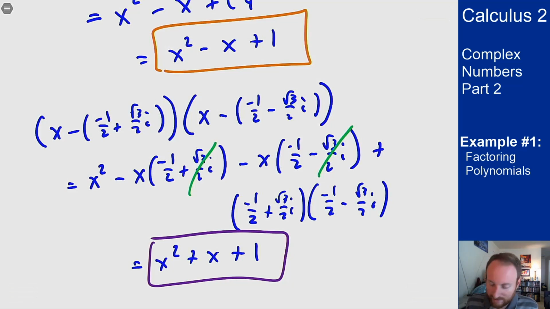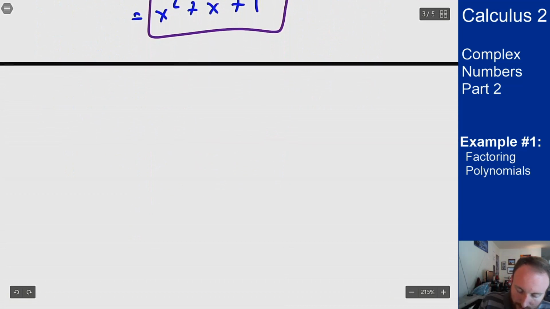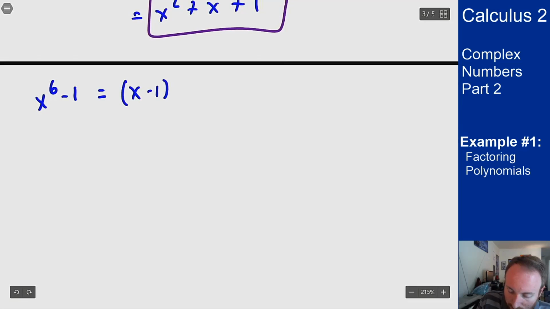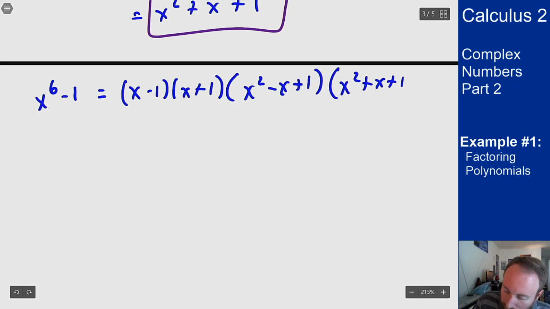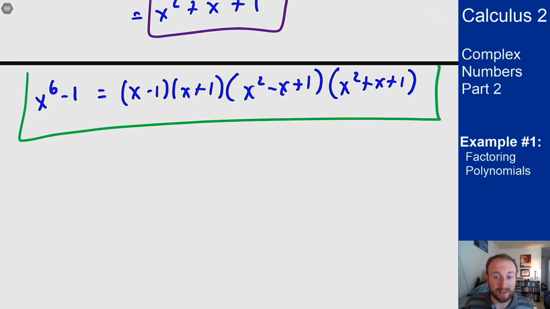Now, what does all this tell me? Well, all of this put together tells me that I can factor x to the 6th minus 1 as (x minus 1)(x plus 1)(x squared minus x plus 1)(x squared plus x plus 1). I'm basically now taking all of the roots and all the polynomials I get from those roots and combining them all together. We had the x minus 1 from 1 being a root, the x plus 1 from minus 1 being a root, and then the two irreducible quadratics coming from the two different pairs of complex conjugate roots that we found via roots of unity.